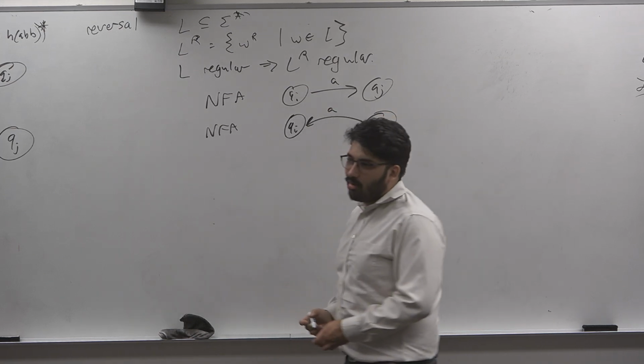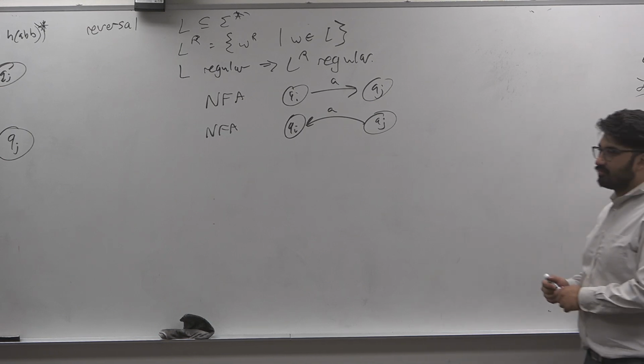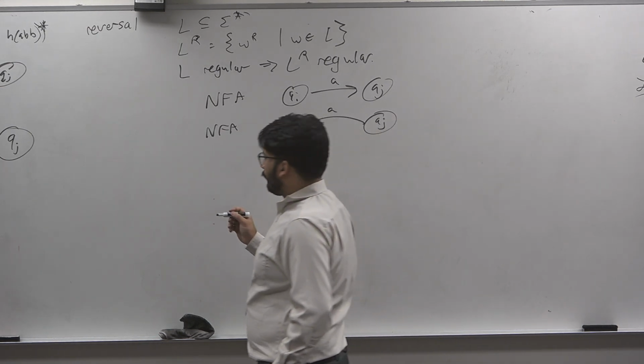Well, that's not the only problem. Okay, an NFA, first problem: an NFA can have multiple accept states. How do you fix it? You create a new start state with epsilon transitions into the original accept states. Yeah.